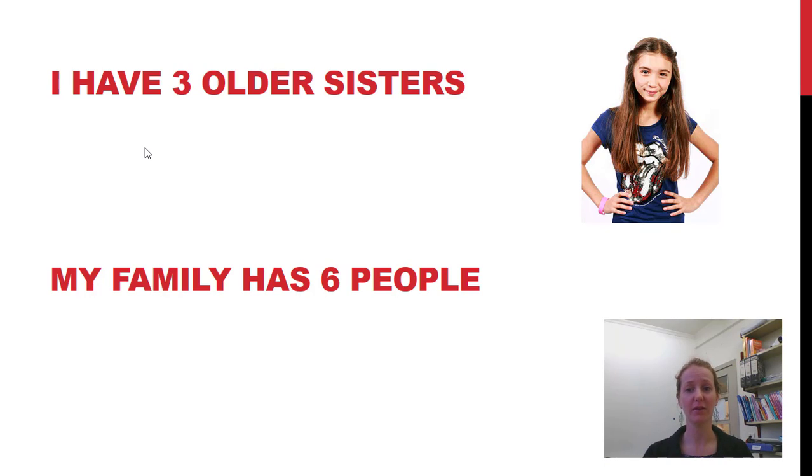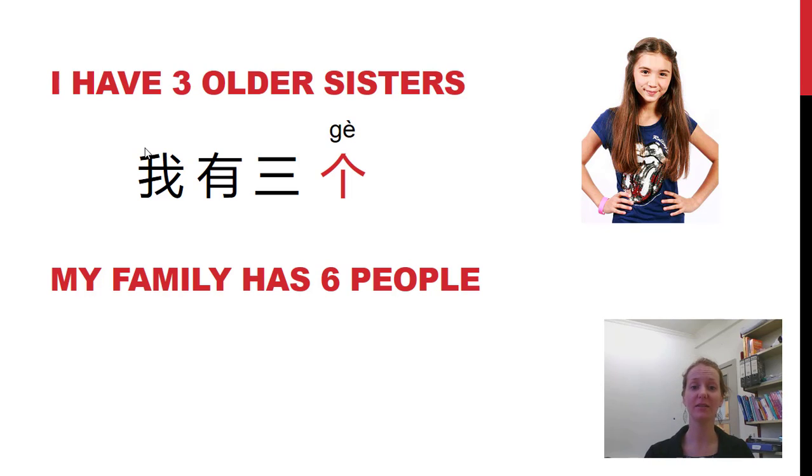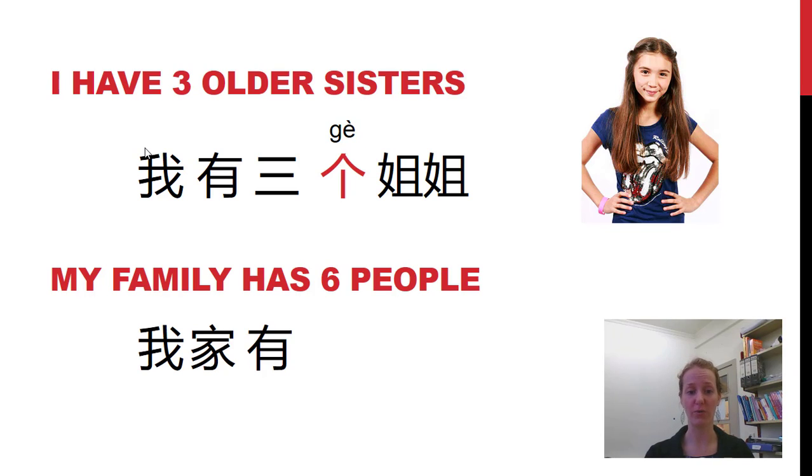So here we're going to look back quickly at what we talked about with family, saying how many something we have. For example, I have 3 older sisters. How do we say that? 我有3个姐姐. And my family has 6 people. 我家有6口人. So what I've highlighted here are the measure words.